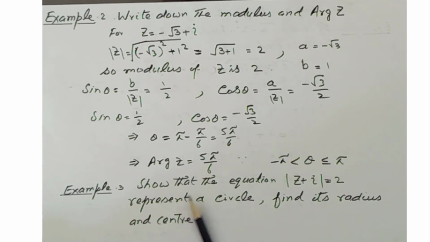Now example 3, show that the equation mod z plus iota equals 2 represents a circle, find its radius and center.